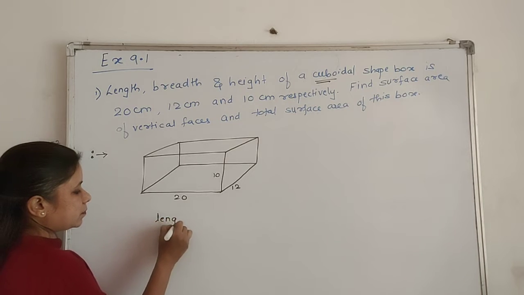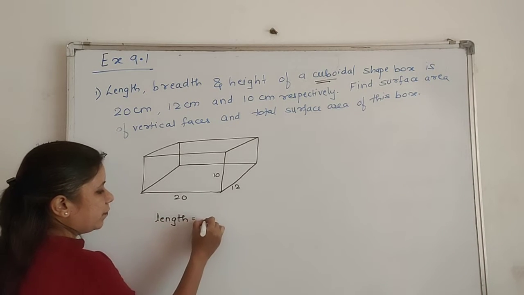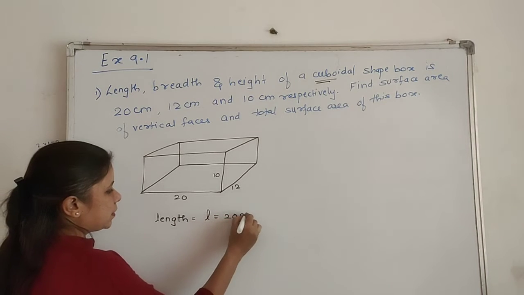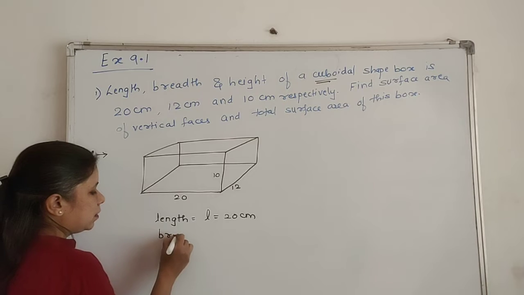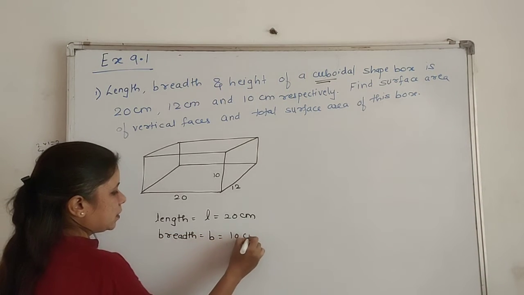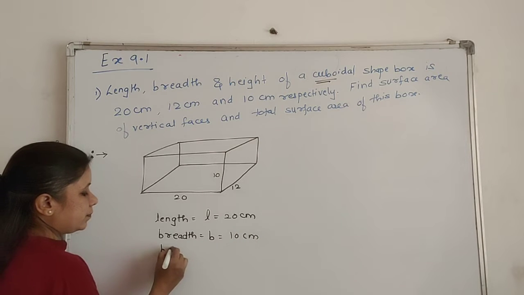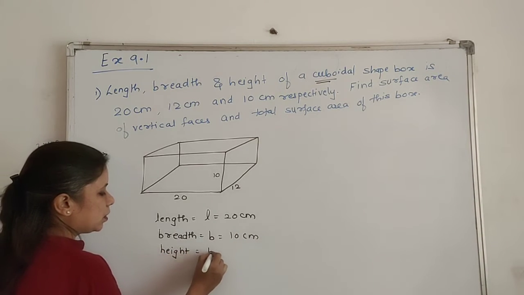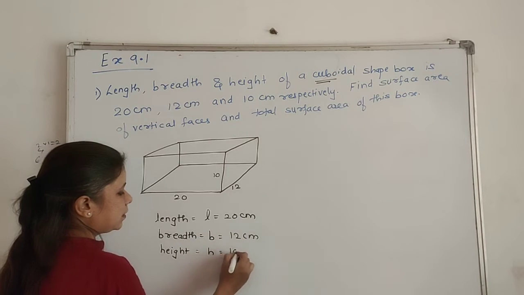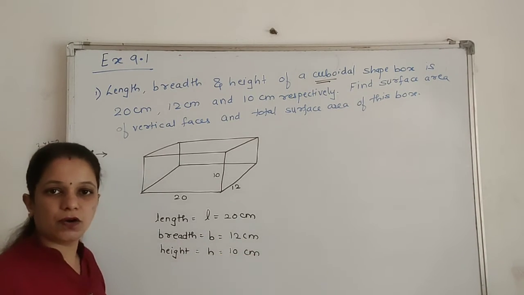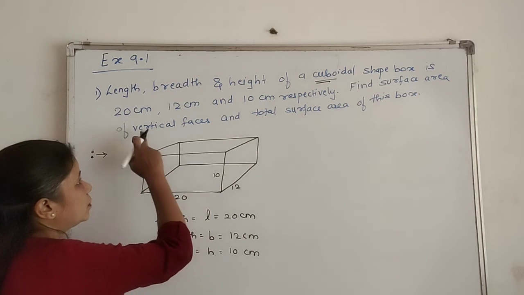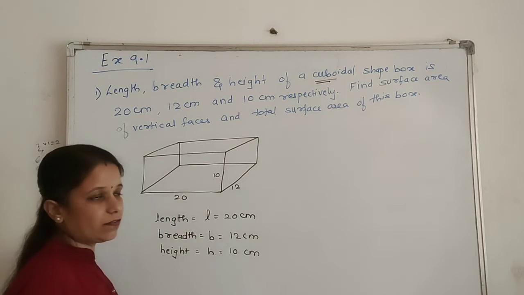Length, we will take the variable for length as L and that is 20 centimeter. Breadth B is 12 centimeter and height H is 10 centimeter. Okay. Now we will first go for surface area of vertical faces.